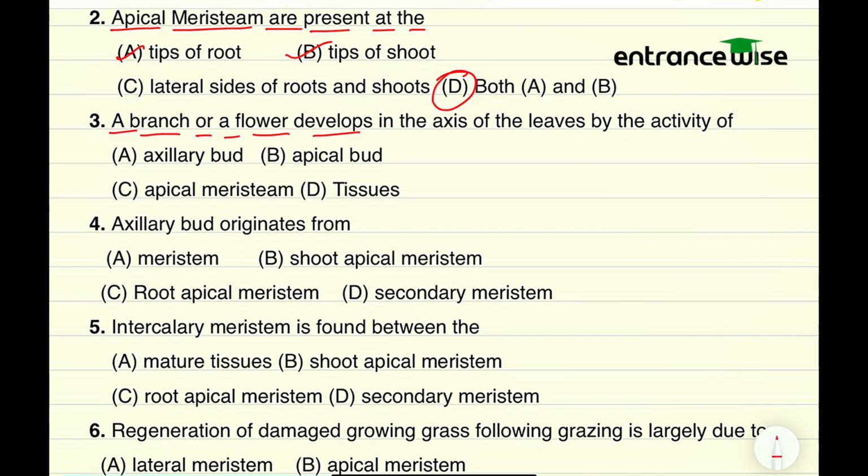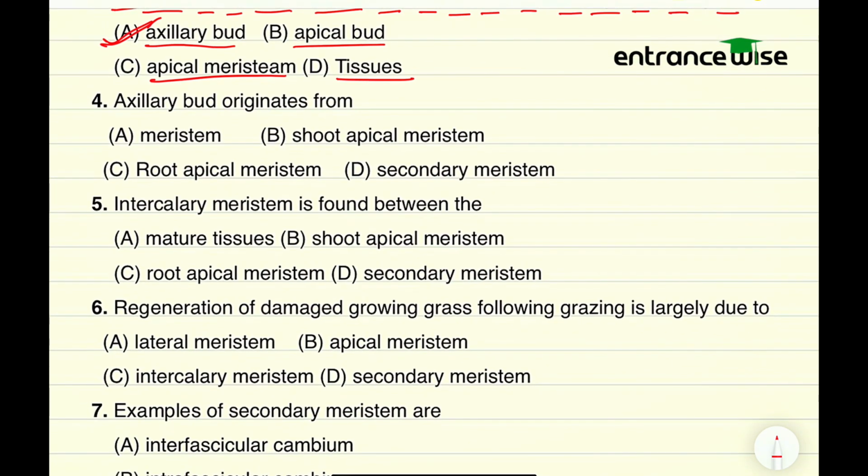Question number 3. A branch or a flower develops in the axis of the leaves by the activity of. Okay, so options are auxiliary bud, apical meristem, tissues. What it will be? It will be auxiliary bud.